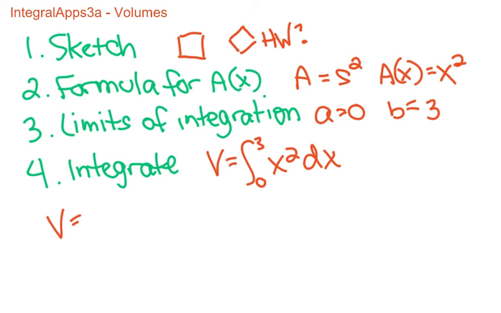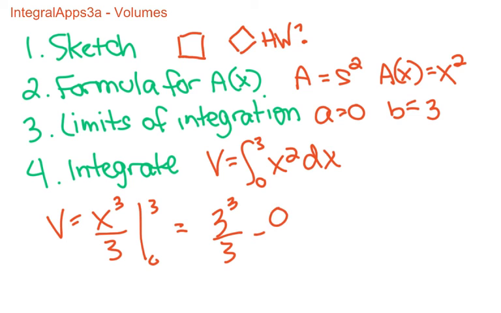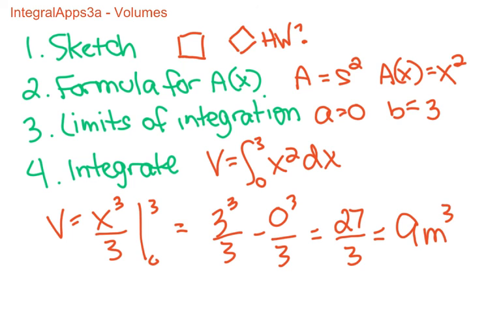The volume equals x cubed over 3, evaluated from 0 to 3. So that's 3 cubed over 3 minus 0 cubed over 3, f of b minus f of a. So that's 27 over 3, which is 9 meters cubed. That's it for that one.